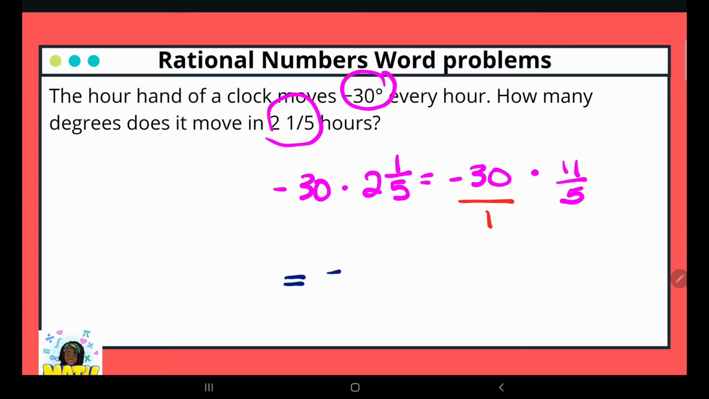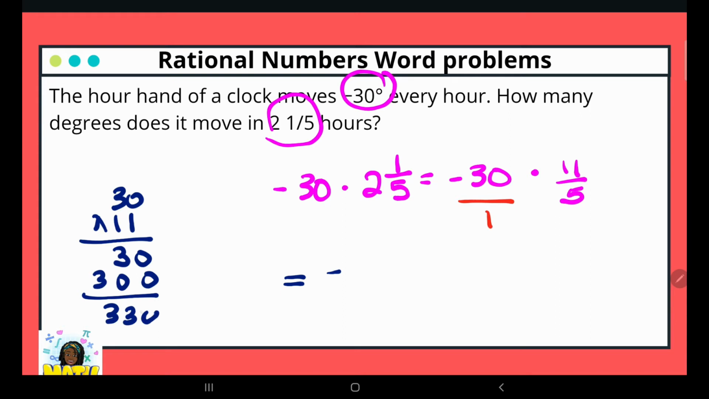Okay, so 30 times 11. Let's do the multiplication. 1 times 0 is 0, 1 times 3 is 3. Then we have another 0 as our placeholder. 1 times 0 is 0, 1 times 3 is 3. So that's 330. Negative 330. And then 5 times 1 is 5. Now, we can't leave it this way. We need to go ahead and simplify.